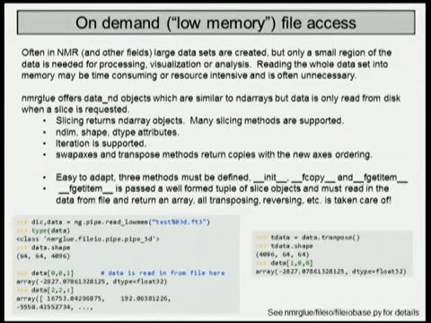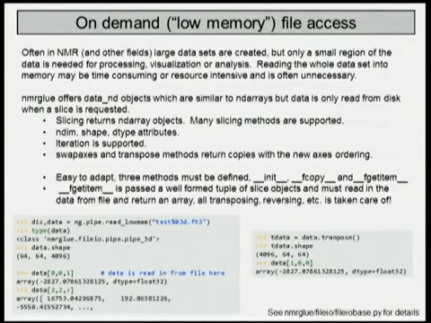So nmrglue offers a data ND object, which looks and acts to the user a lot like a NumPy ND array. But your data is only read from disk and into memory when you request a slice. So anytime you do a slicing operation, you get back an ND array object. And most slicing methods are supported. You can use ellipses. You can use start, stop, and steps. Your steps can be negative, things like that.